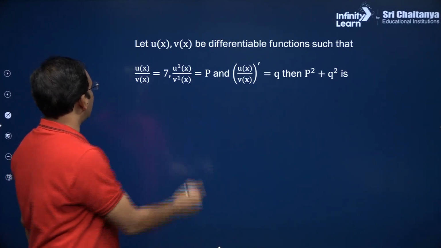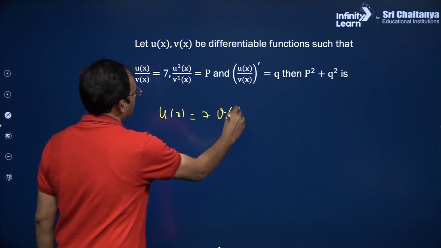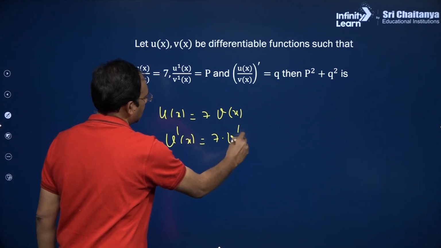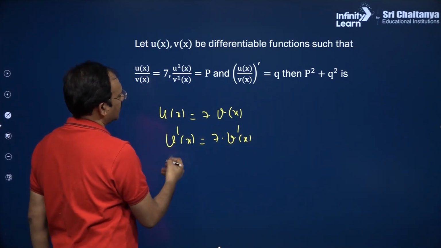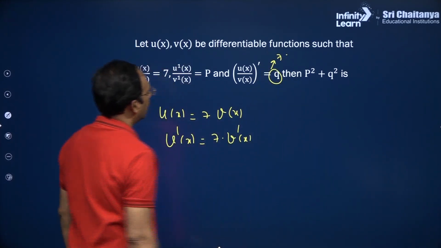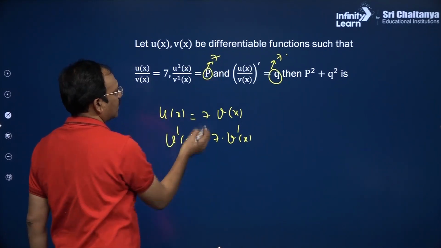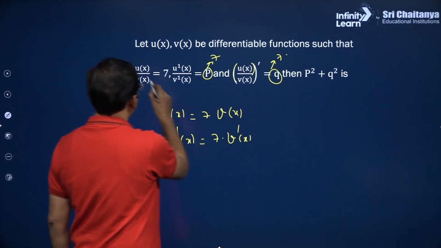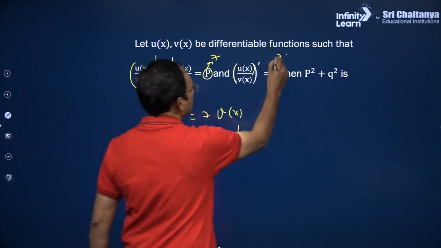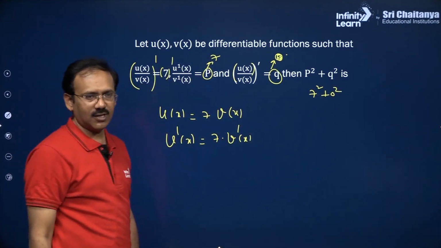Next my dear friend, this is another simple question, u of x is given as 7 v of x. So, take derivative, u dash of x is equal to 7 v dash of x. So, u dash x by v dash of x is going to be 7 my dear friends. So, q value is 7. Next. So, p value is 7 and its derivative, u by v is constant, its derivative is 7, derivative 0, this is going to be 0. So, 7 square plus 0 square is the answer, 49.